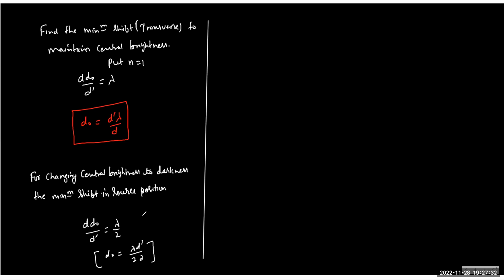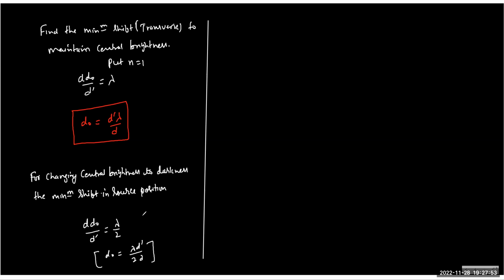Also, we have realized that when we were shifting the source up, the fringe pattern was shifting downward. That's logical, like if you turn the light that way, then it will go down. So if I shift the source below, the fringe pattern will shift upward.